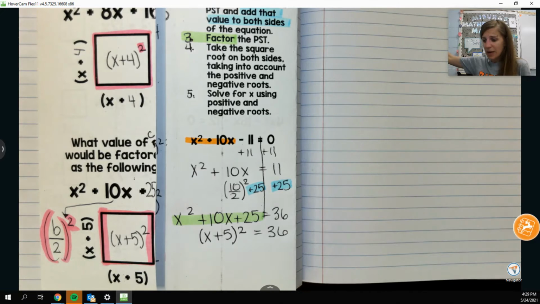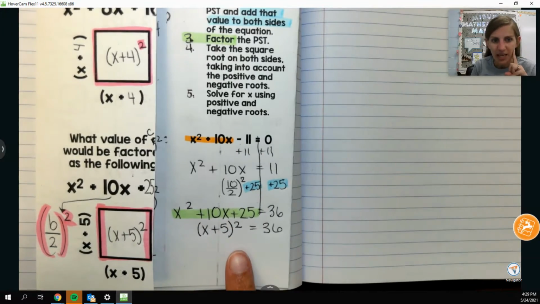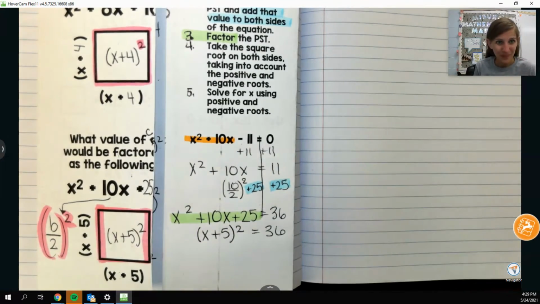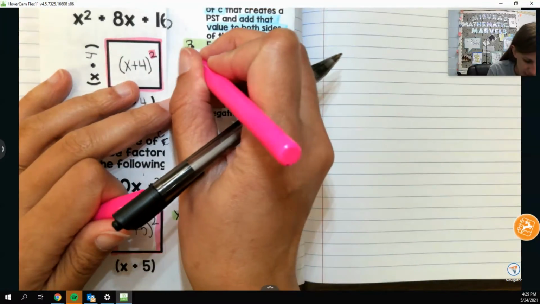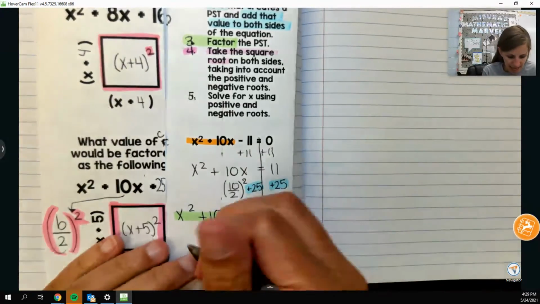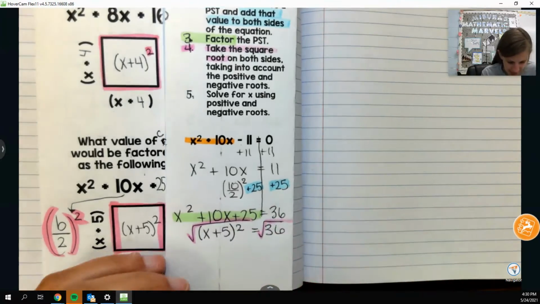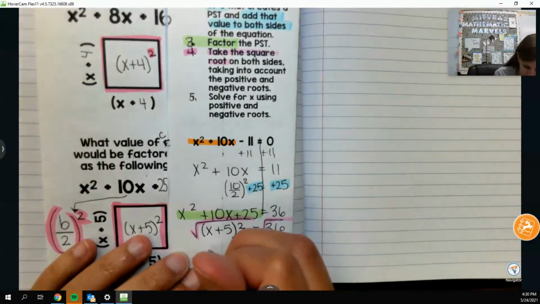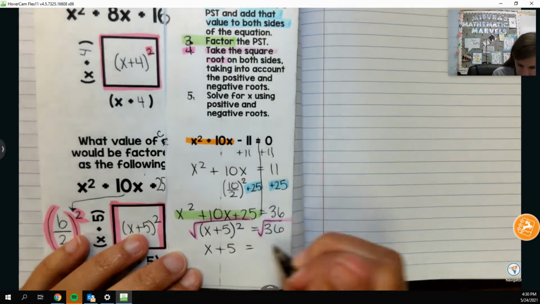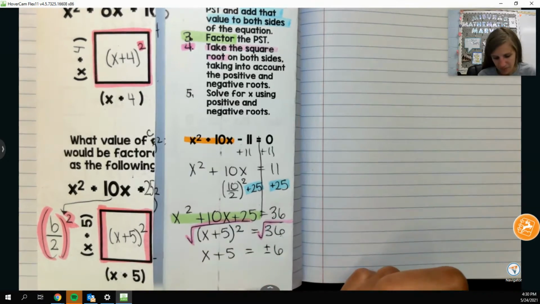And now, something that you might be noticing is that because I only have one x, this is sort of like vertex form now. And so what we can do is just get x alone. So take the square root on both sides to get x all by itself. And so when I take that square root on both sides, the square root and square cancel each other out. We're left with just x plus 5. On this side, when I take the square root of 36, we get plus or minus 6.